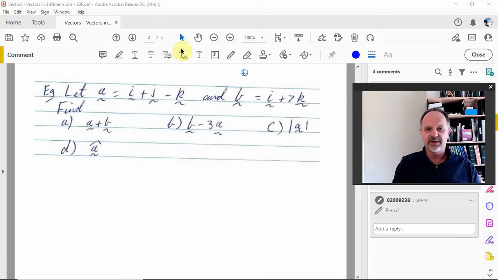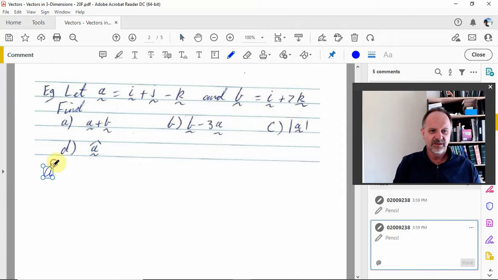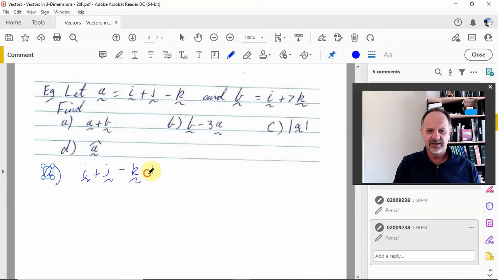So what do we do when we add them up? Well, same as we did in 2 dimensions. So vector A plus vector B is i plus j minus k, and to that we're going to add i plus 7k. So you look at your components, you've got i component, so we've got 2 lots of them. J, there's only this j here, plus j. And then we've got minus 1k there and plus 7k's there, so that would be plus 6k for that.